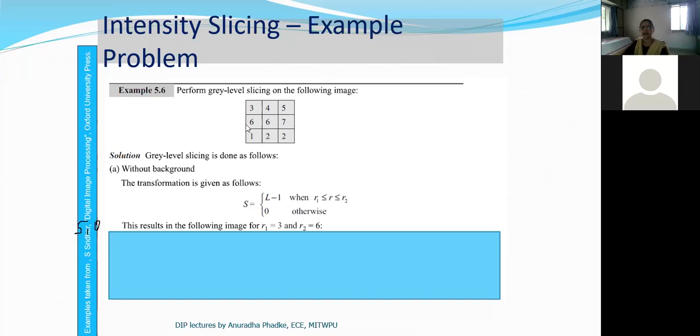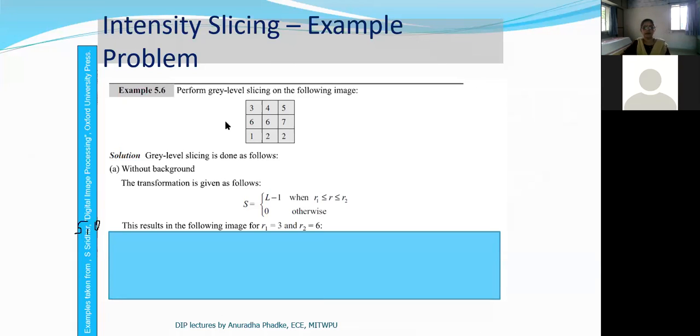Now for next second row, type your answers. Apply this gray level slicing without background on the second row and type your answers in the chat box. This is very simple operation. You have to compare each pixel value with the given range and accordingly take a decision. Yes, Aryan, Mehak, Sharan, Sakshi, all of you have given me correct answers.